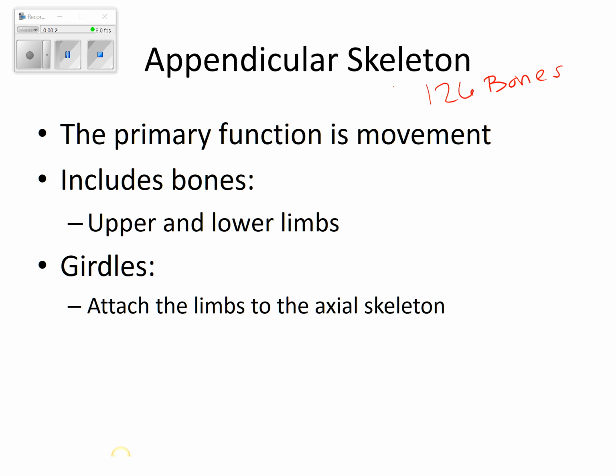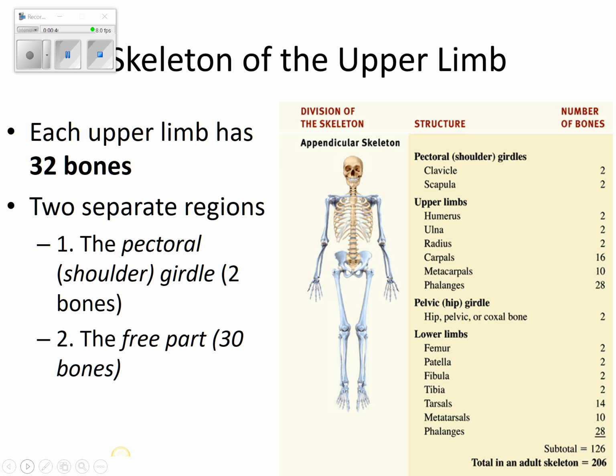The primary function, and that's just of the appendicular, is going to be movement. It's going to include the upper and lower limbs. It's going to include the girdles, which is the parts that attach the limbs to the exoskeleton. So again, right here it tells you the subtotal for the appendicular system is 126, but the total adult skeleton is at 206.